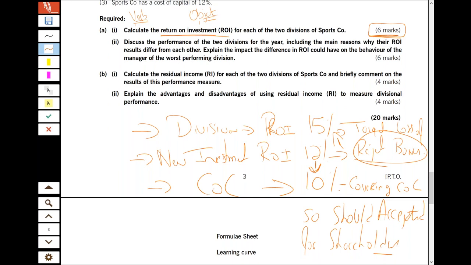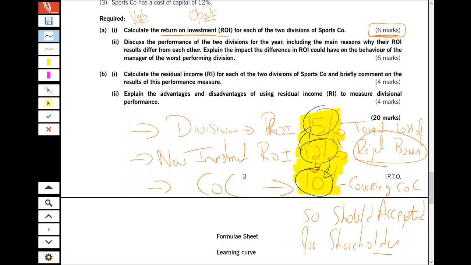Dysfunctional. My friends, this is the best way to compare and take a decision in a quick way. Just use these three things and take a decision. Look at the target ROI. Look at the new investment ROI. And look at the cost of capital and decide. From shareholder perspective, this should be accepted. But looking at what manager will do, manager will reject it. Dysfunctional behavior. Are you getting my point?